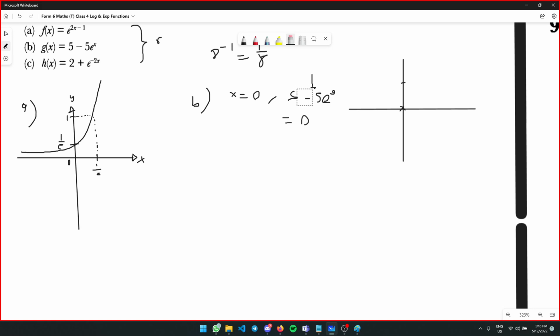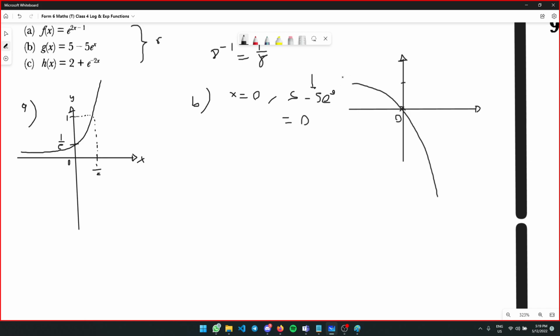Since here this is a negative value, negative 5x, this will go down. How does it go down? It will go down like this. Just make sure you connect through the right. You don't have to label any other point, but you can label x equals 0 because it's already 0. Are there any other points you have to label? No, you don't have to label any other point.